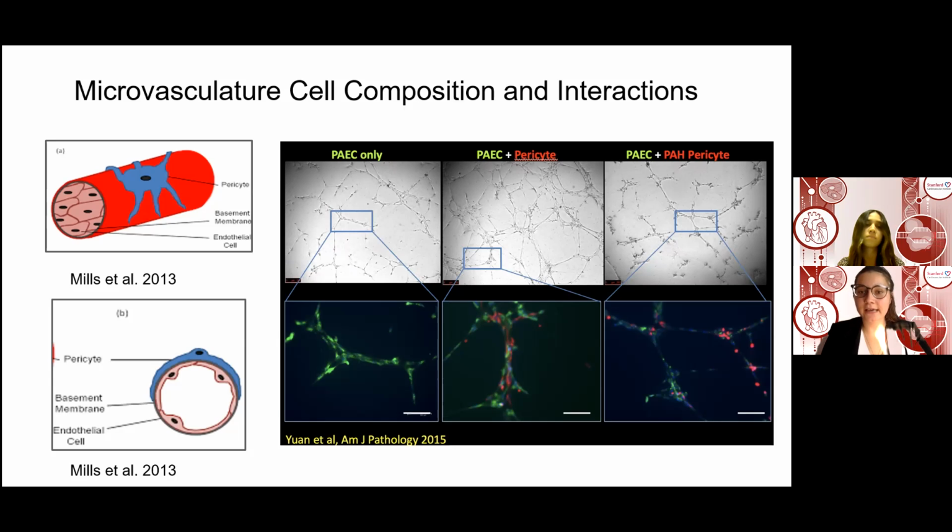Here you see that in a healthy donor, there are healthy endothelial cells and pericytes. The pericytes and the endothelial cells interact really well. On the very right here, you can see in a PAH patient that the endothelial cells in green and the pericytes in red don't interact very well at all.